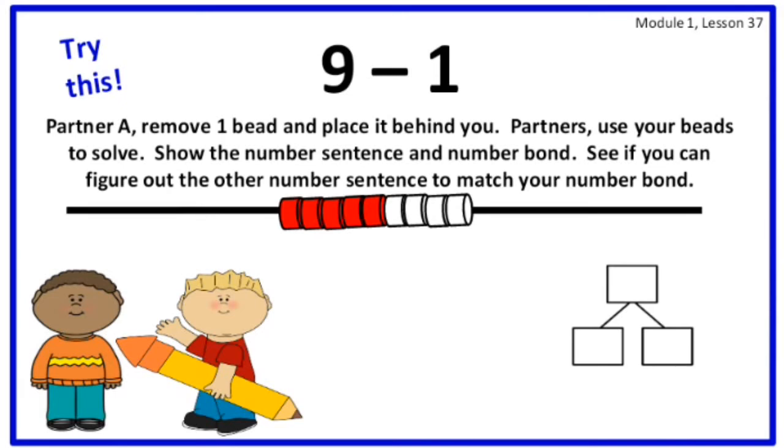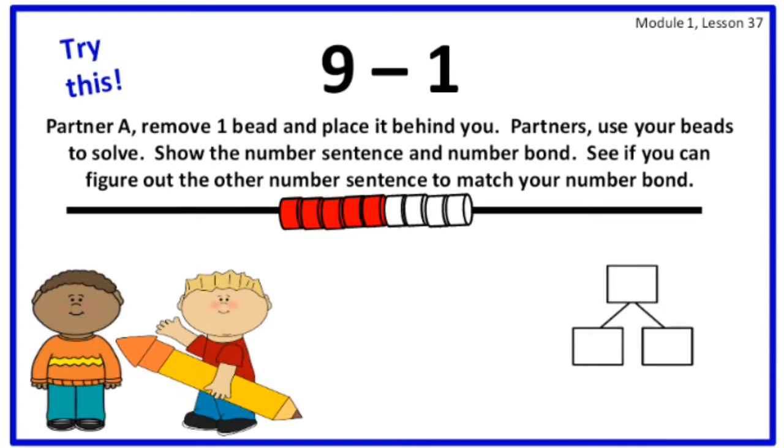They said try this. 9 minus 1. Partner A, listen carefully. Partner A, remove one bead and place it behind you. That means it's having 9 now. Partners, use your beads to solve. Show the number sentence and number bond. Now see if you can figure out the other number sentence to match your story or to match a number bond. Now I have 9 minus 1.